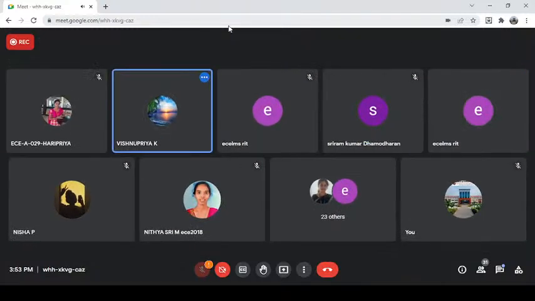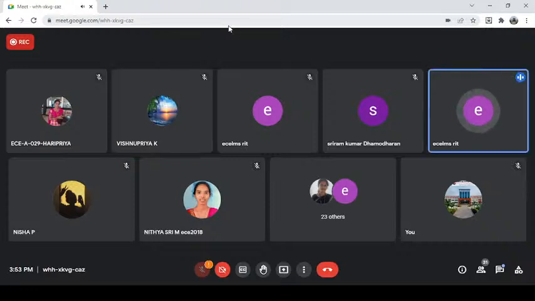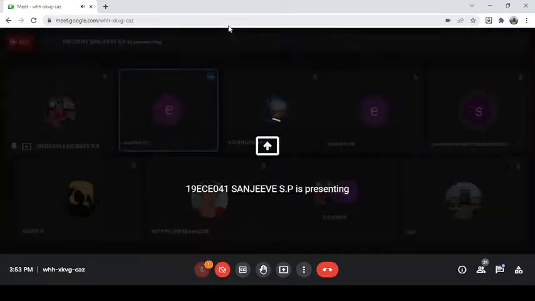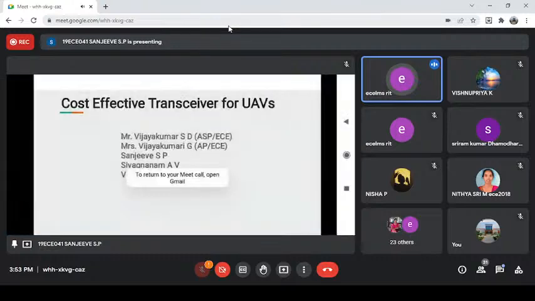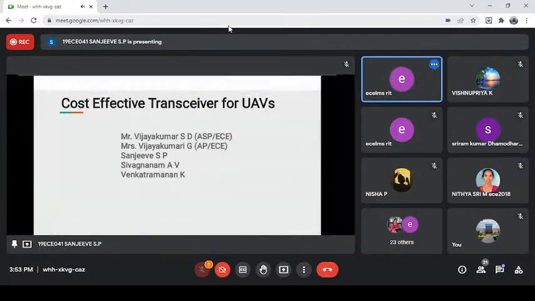Thank you, sir. Next presentation, paper ID 198, a cost-effective transmitter and receiver for unmanned aerial vehicles. Authors Dr. S.D. Vijay Kumar, Mrs. G. Vijay Kumari, Mr. S.P. Sanjeev, Mr. A. Sivanyanam, Mr. K. Venkatramana.